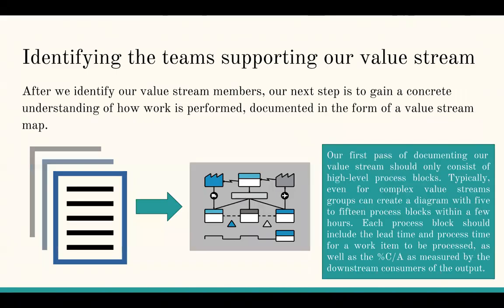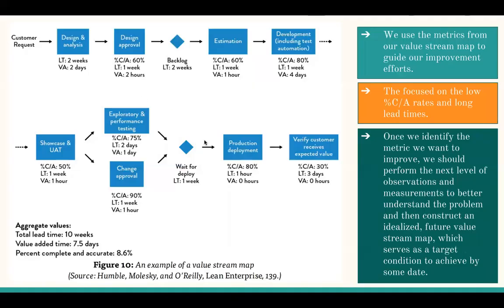Once we identify our value stream members, we need to map their work. Basically, we need to document all the different processes inside our company and which team is responsible for each one. Our first pass of documenting is documenting high-level process blocks inside our work. This will give us a current state of the company. Here's an example of that.